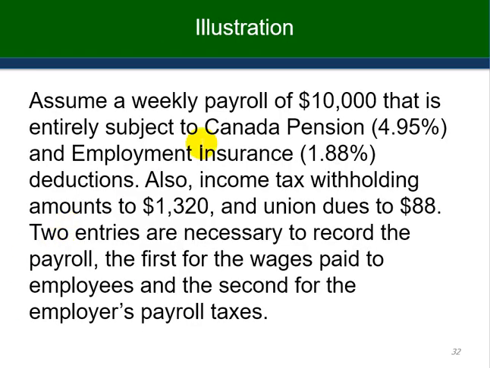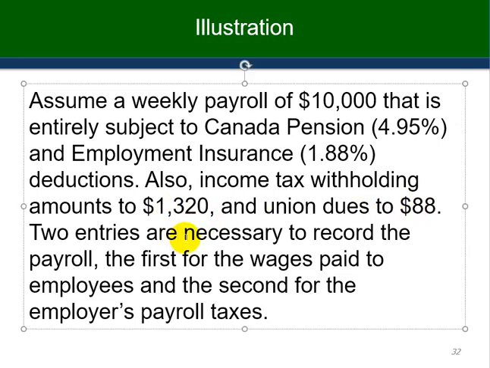So here's an example. Assume we've got a weekly payroll of $10,000. It's subject to Canada Pension Plan at 4.95%, employment insurance at 1.88%, and they check the table, and it says that you have to withhold $1,320 for income tax, and then there are union dues of $88. So we have to do two entries, the first for the wages and the second for the payroll taxes, and so here are those entries.